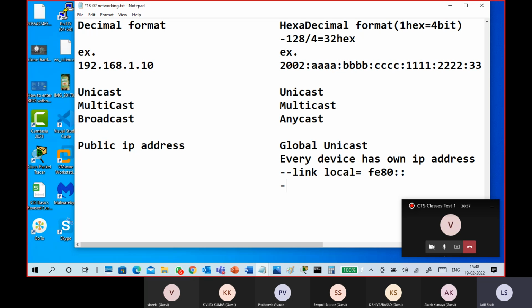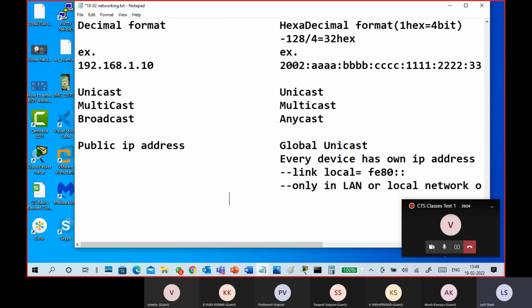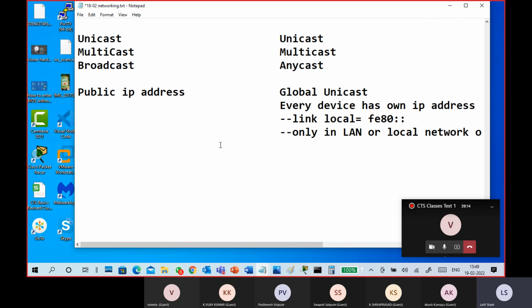Link local is only valid in LAN communication. So no WAN communication, no global communication, only in a LAN, or we can say local network, intranet only. In link local, we can use it for communication purposes. Link local IP address. You can check anything.